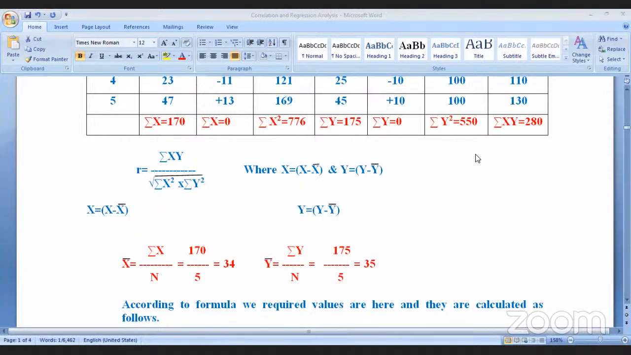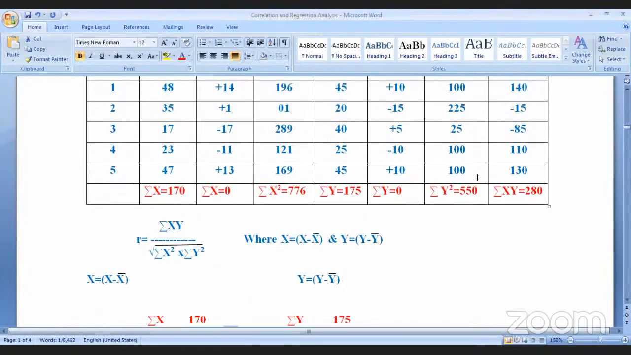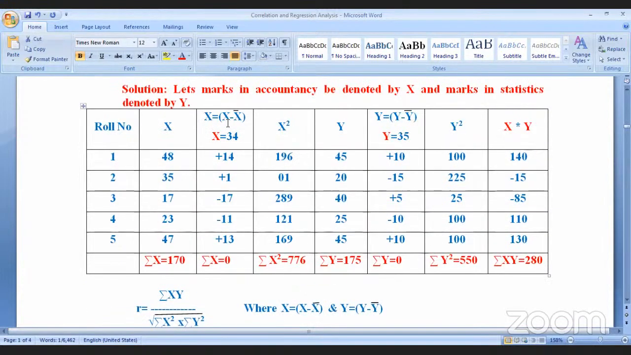Is it clear how to identify the actual mean method and the assumed mean method? See, in x bar we got 34, in y bar 35. These two numbers are whole numbers, not fractions. Fraction means 34.32, 34.12. Then capital X is equal to x minus x bar, where x bar is 34. See, x value 48 minus 34 is plus 14. 35 minus 34 is plus 1.